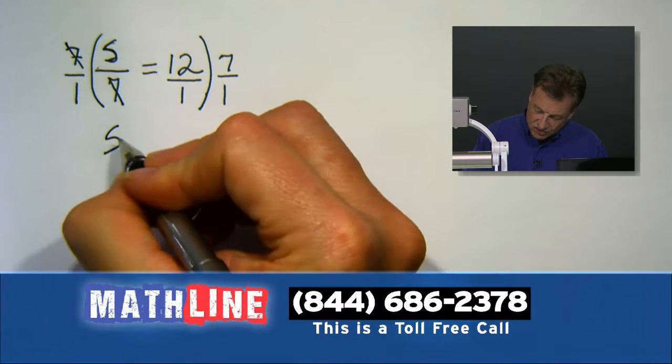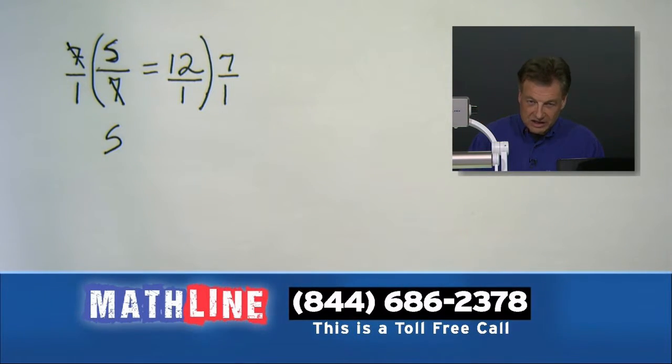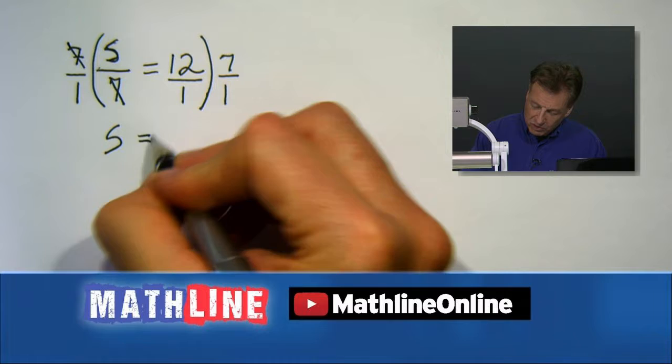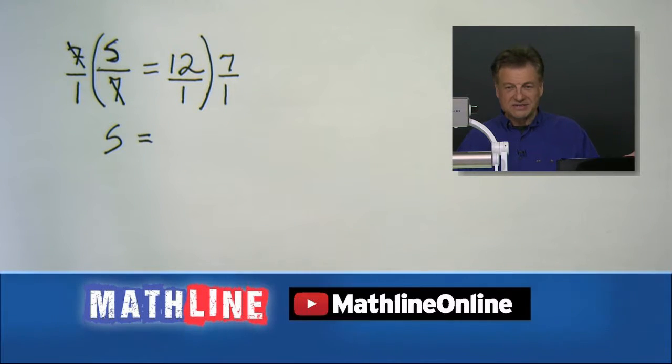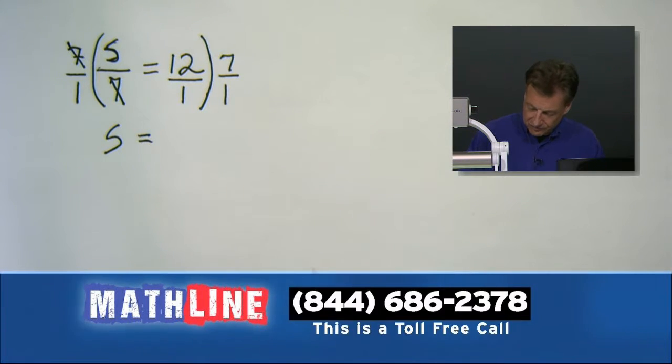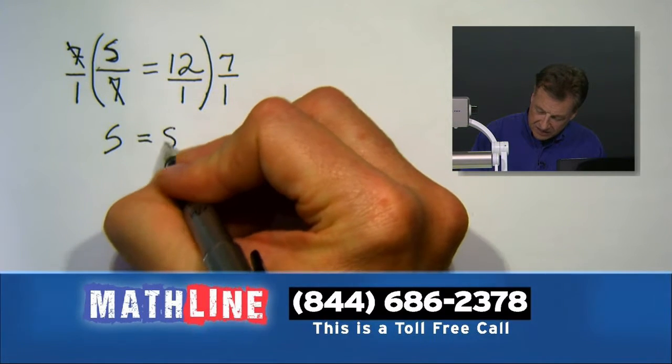I've got my S or X or whatever value we want to call it, the variable, equaling 12 times 7. Does that make sense to you? And 12 times 7, I believe, is 84.